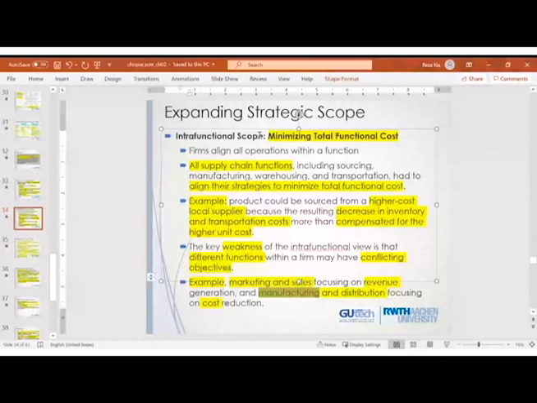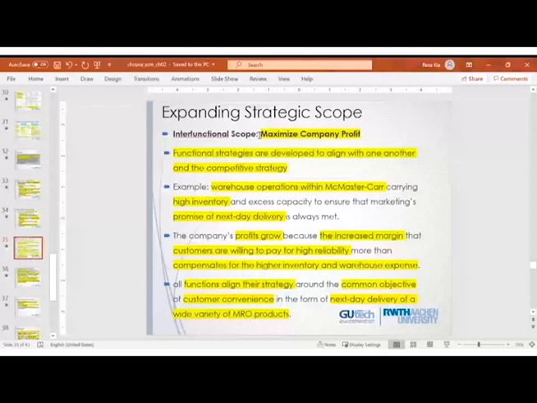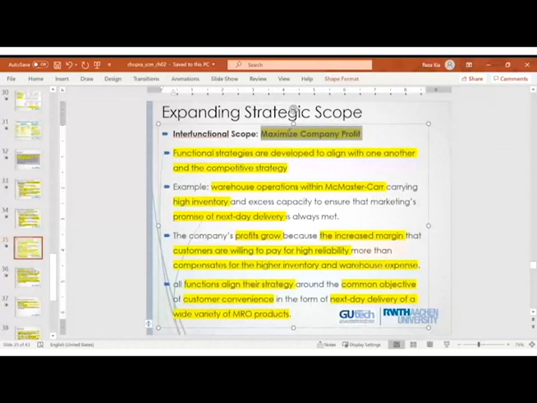If we expand this scope, the next level is the interfunctional scope. In this level, we are going to maximize the profit of our company. So again, all the strategies are developed in such a way that we are going to maximize the profit of the company.